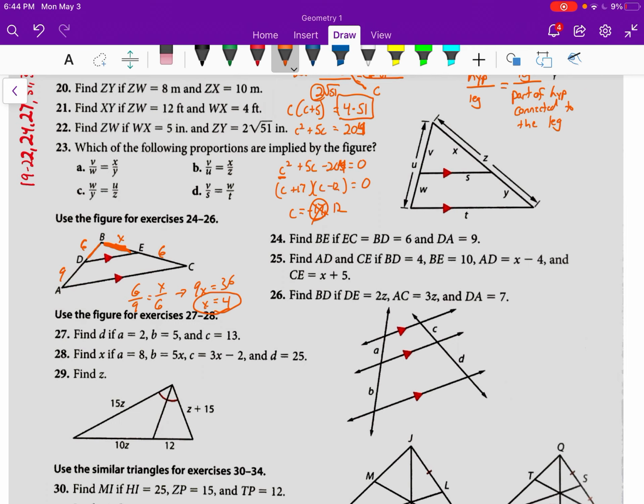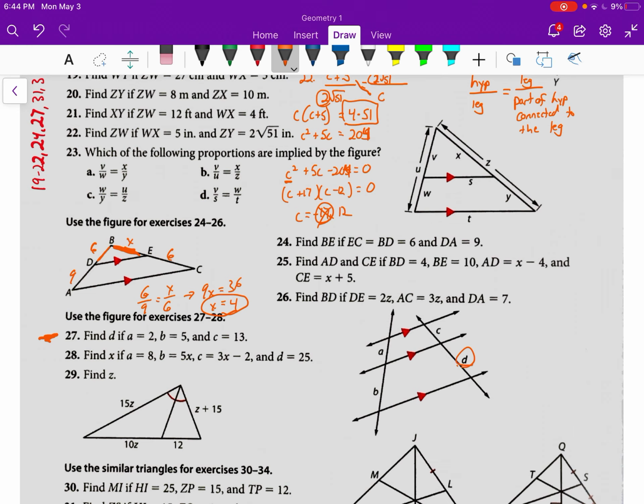And then 27, it's the last one we'll do for this part. 27, we're using the figure over to the right. Find D. Can't just circle it and say D is right there. If A equals 2, B equals 5, and C equals 13. Definitely not drawn to scale, but just to make sure I did this right, A equals 2, B equals 5, and C equals 13.